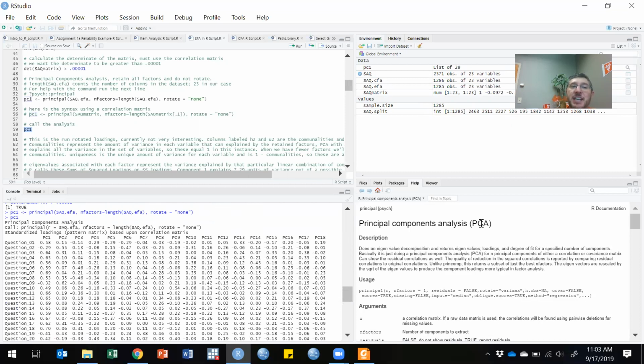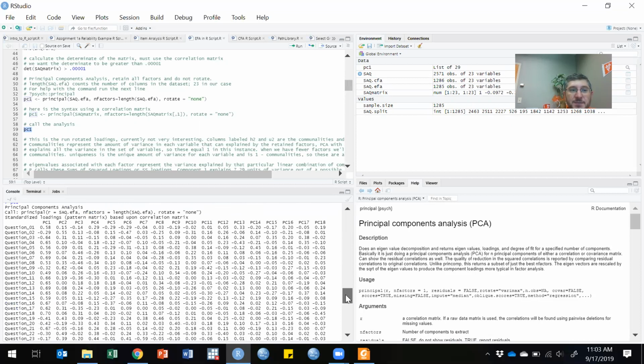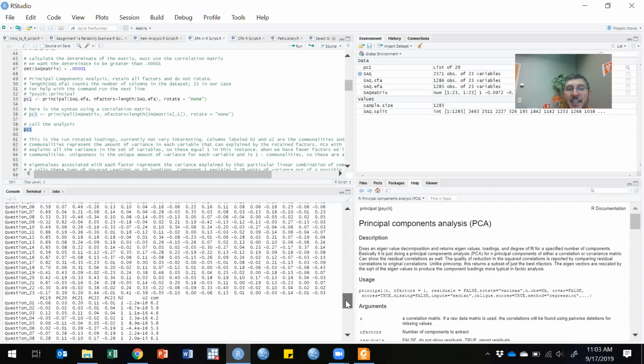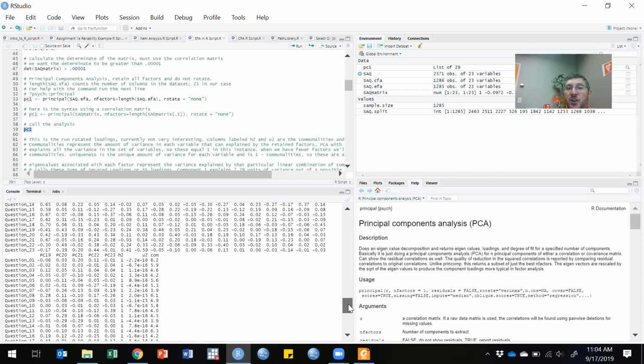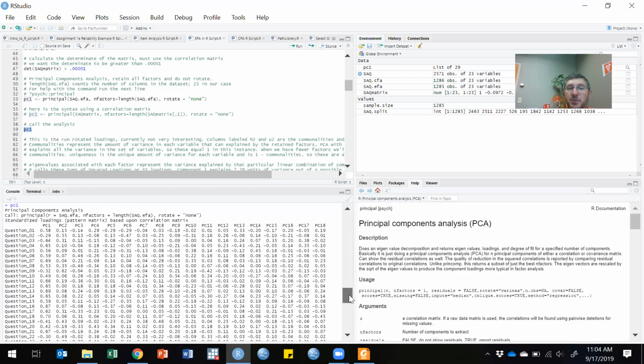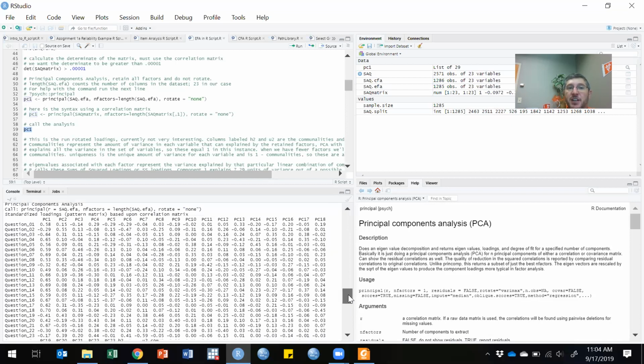So anyways, here's the results from our principal component analysis. Here are our loadings for each of our variables. You can see each one of these here is principal component 1, 2, 3, 4, all the way to 18, and then they'll go on down to 23. We retained all of the components in our data set.